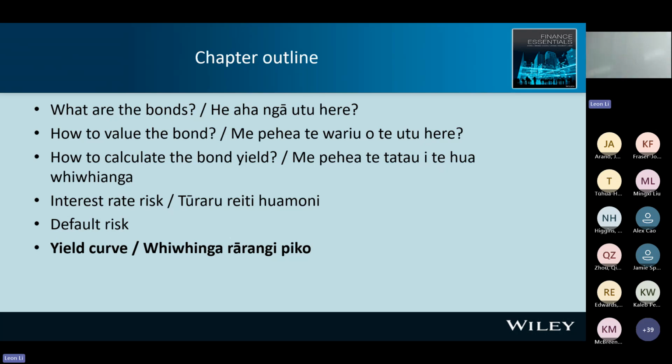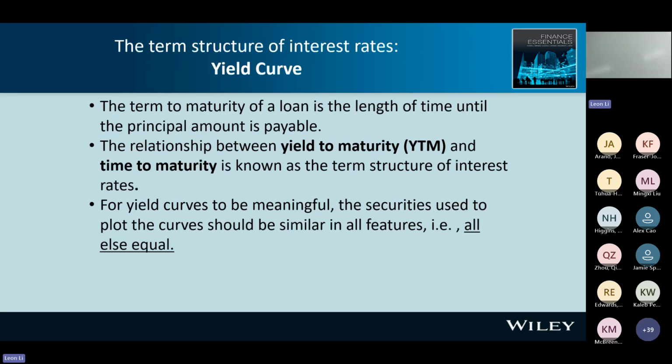Okay, we have one more topic, then we can finish today's lecture: the yield curve. So the yield curve, the term structure of interest rate, or the yield curve. The term to maturity of the loan is the length of time until the principal amount is payable. All right, so we know bonds, we have short-term bonds and long-term bonds. So we have time to maturity or term to maturity.